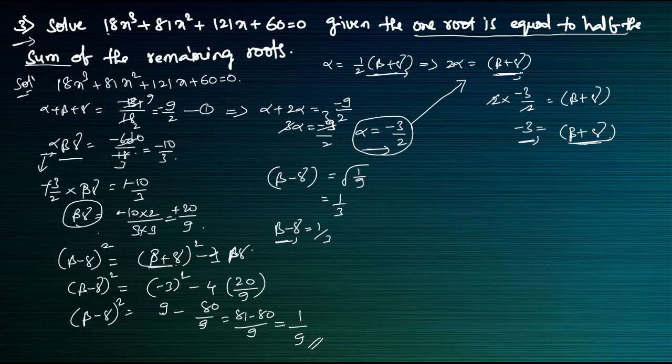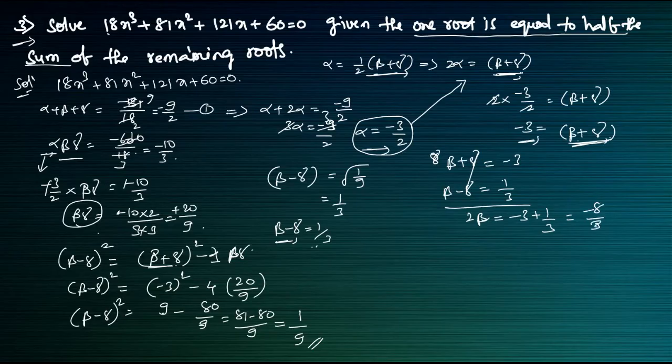So beta plus gamma is equal to minus 3, and beta minus gamma is equal to 1 by 3. If I add these two, gamma will cancel. It will become 2 beta is equal to minus 3 plus 1 by 3. So it will become 9 minus 1, that is minus 8 by 3. So beta is equal to minus 8 by 3 into 1 by 2, is equal to minus 4 by 3 for beta.